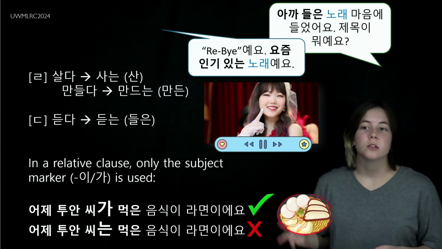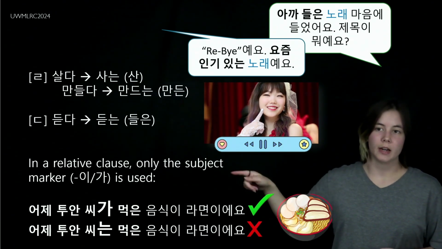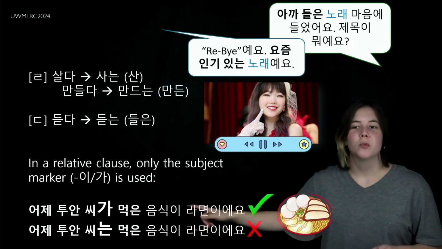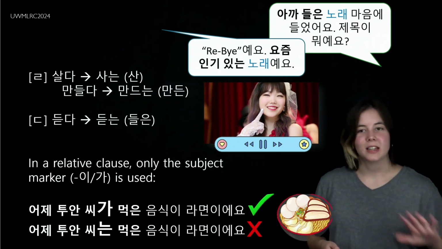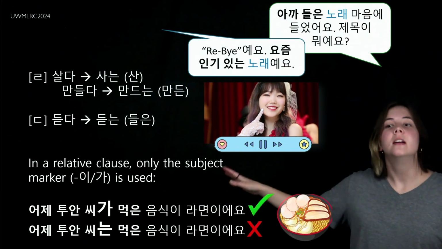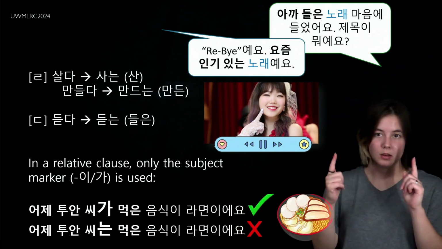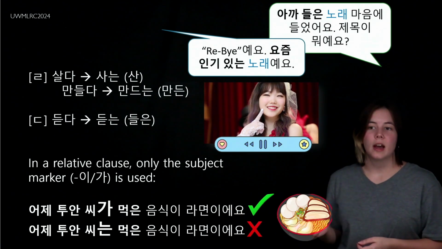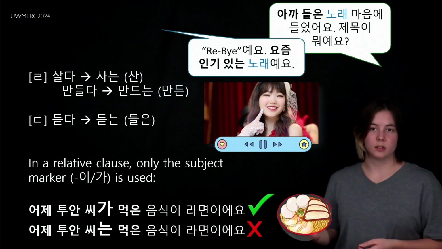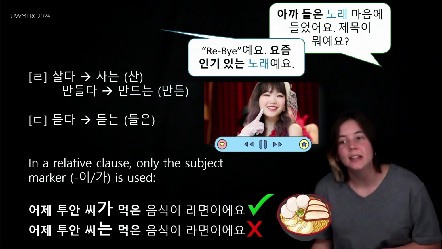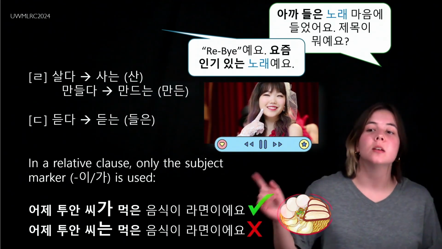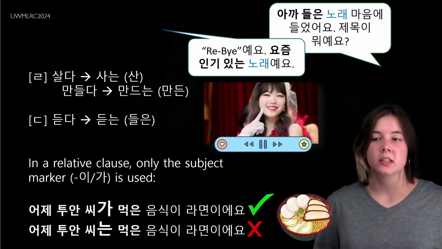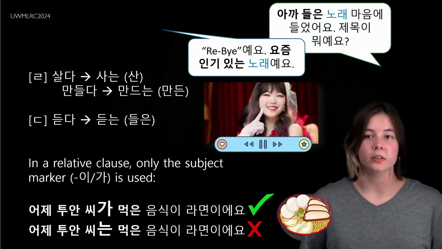In a relative clause, you will only use the subject marker, so 이가. Don't use the topic marker because that just adds more 는 in there that you don't need to confuse you, okay? So remember, subject marker only within the relative clause. So, if you want to say the food that Tuan ate yesterday is ramen, you would not say 어제 투안 씨는 먹은 음식이 라면이에요. No. 어제 투안 씨가 먹는 음식이 라면이에요. Yes.